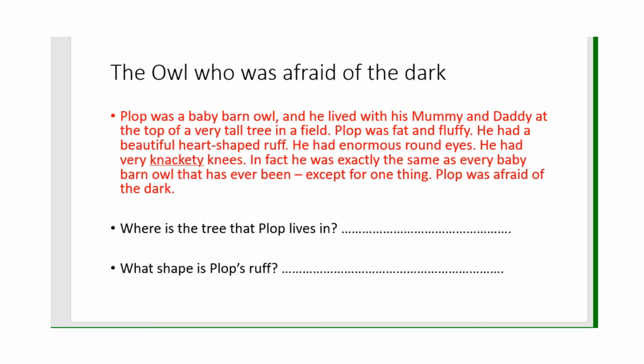Now then, let's have a look. What is it asking us? It's asking us, what shape is Plop's roof? So I found it. It says shaped roof. Oh, it was beautiful. No, it's not beautiful, because I know beautiful is the adjective. Oh, heart-shaped. So the answer to that one would be heart-shaped.